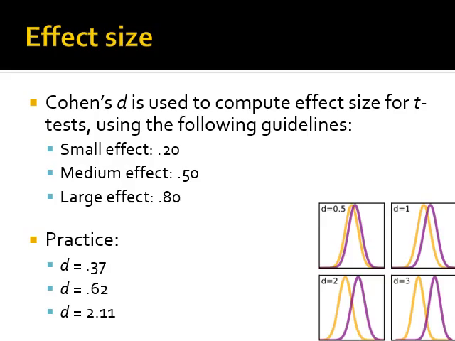Okay, so a d of 0.37 means you have an effect size that is between small and medium-sized effect. D of 0.62 is an effect size that's slightly more than a medium-sized effect, though not a large effect. It's again almost between the two, but not quite. And then a d of 2.11 is a very large-sized effect.